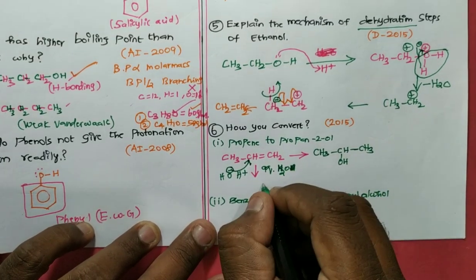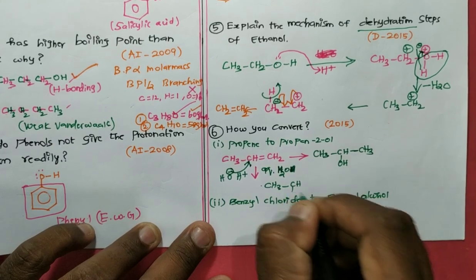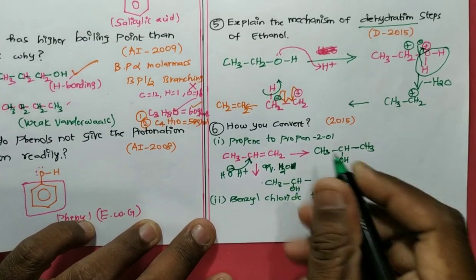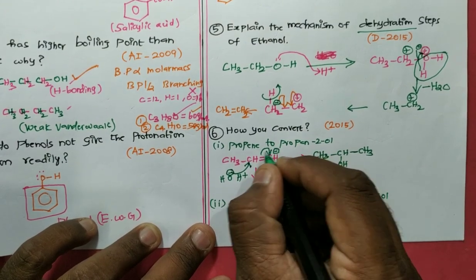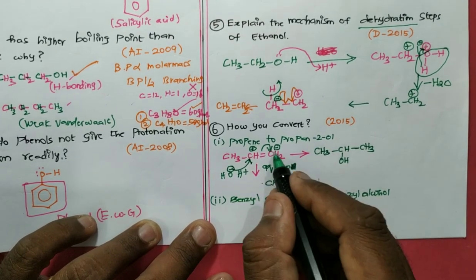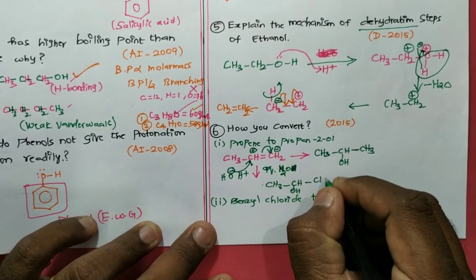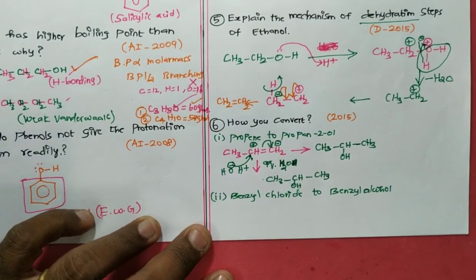So I will be getting a product CH3CH with OH here. If the bond breaks like this, one carbon gets a negative charge and the other gets a positive charge. The negative entity will approach the positive, and the positive entity will approach the negative. In that way I will be getting the product propan-2-ol. Are you able to understand?